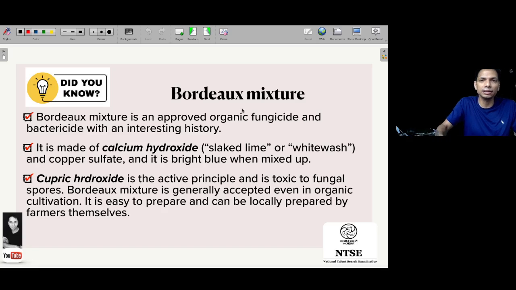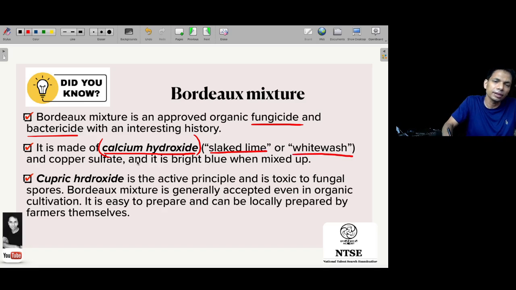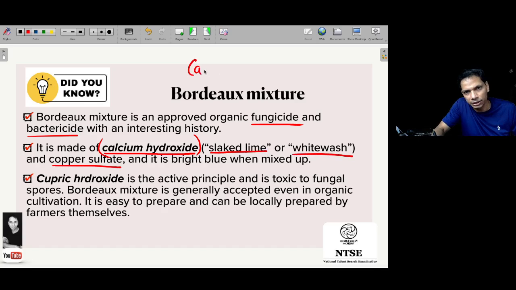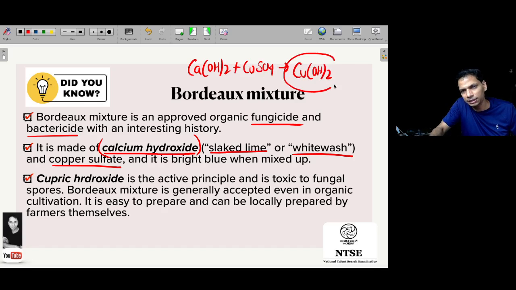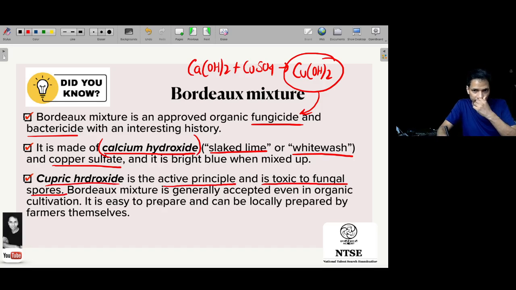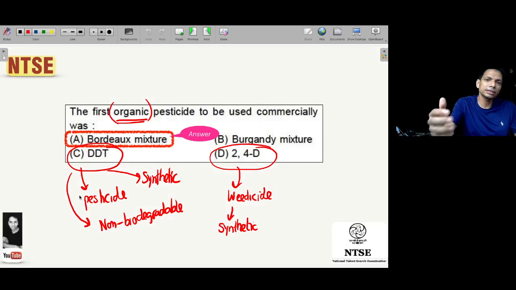Bordeaux mixture is a fungicide and a bactericide, and it is made up of calcium hydroxide, which is called slaked lime or whitewash, and copper sulfate. Finally, we have cupric hydroxide, which is the active principle as the fungicide and bactericide. It is toxic to fungal spores, and it is generally accepted even in organic cultivation. Coming back to the question, Bordeaux mixture is the first organic pesticide to be used commercially.